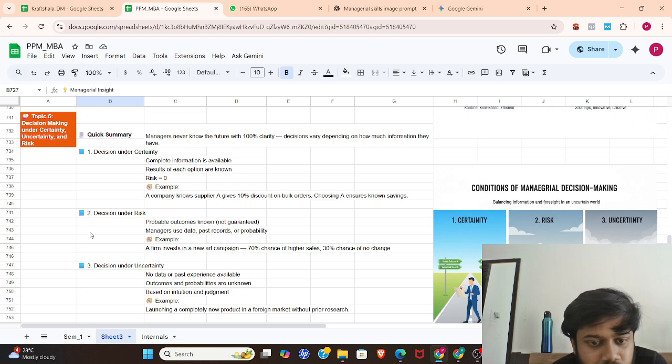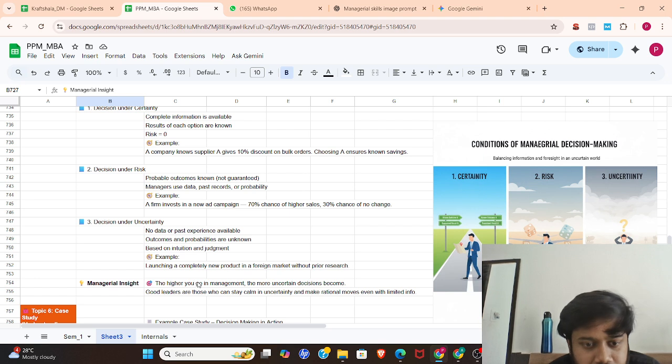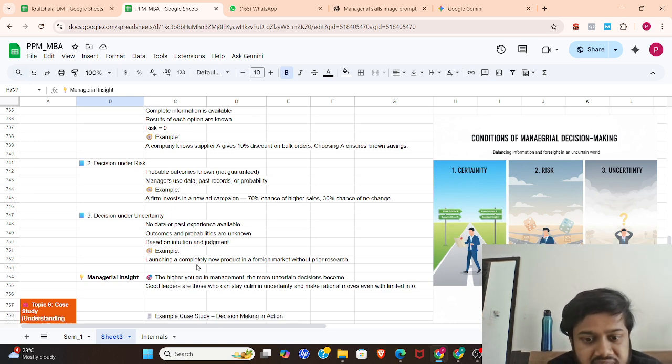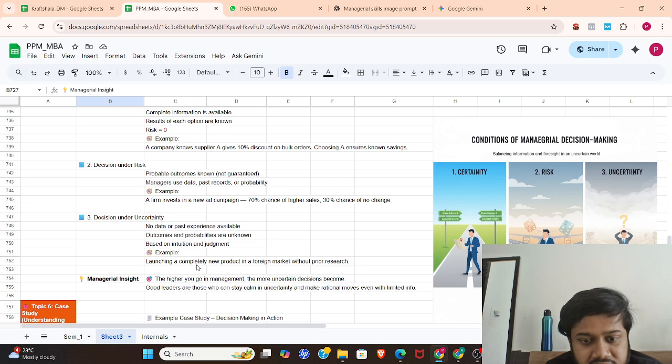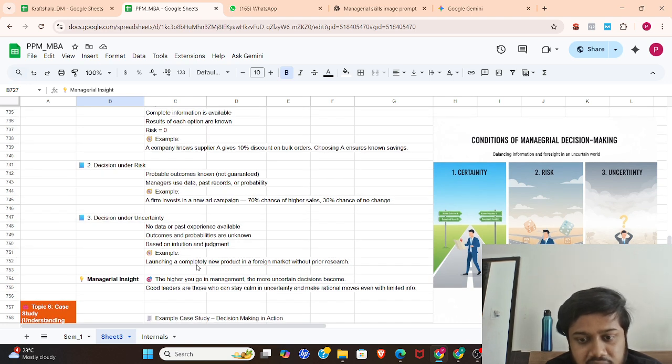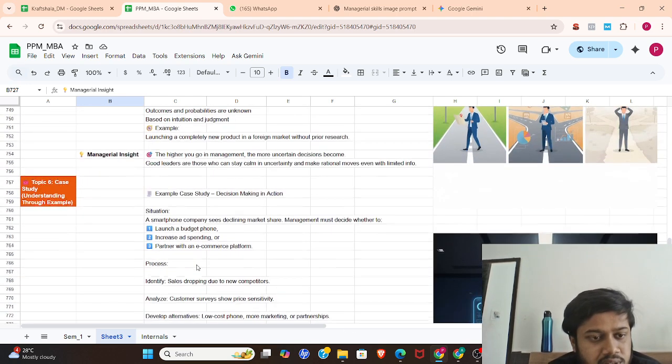Decisions under uncertainty. No data or past experience is available. Outcomes and probabilities are unknown. Based on situation and judgment. Launching a completely new product in a foreign market without prior research. That is what comes under uncertainty. What is the managerial insight in here? The higher you go in the organization, the more uncertain decisions become. Good leaders are those who can stay calm in uncertainty and make rational moves even with limited information.